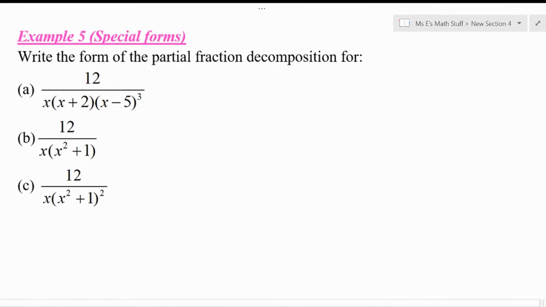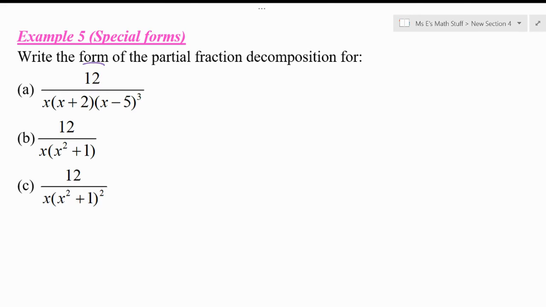So skipping to example 5, what we're going to do is talk about the form of the partial fraction decomposition for certain situations. For part A here, we're not going to actually decompose it because honestly, I didn't make the problems up thoughtfully enough. I think we'd have some pretty gnarly results if we tried. But we're just going to make sure that you're okay with what the form would be.